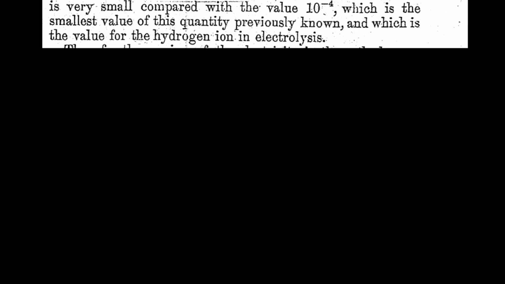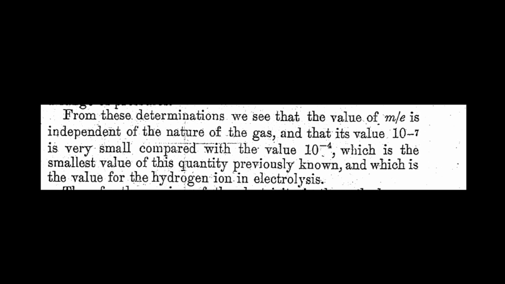Thomson's experiment demonstrated that the value of the charge-to-mass ratio is independent of the type of gas used in the cathode tubes, consistently measuring around 10 to the power of minus 7, which is much smaller than previously known values such as 10 to the power of minus 4 for hydrogen in electrolysis. This revealed that the mass of those particles was 3 orders of magnitude smaller than the hydrogen atom.